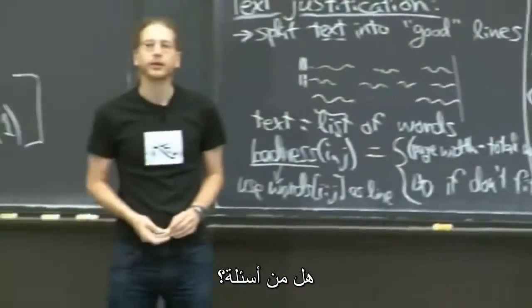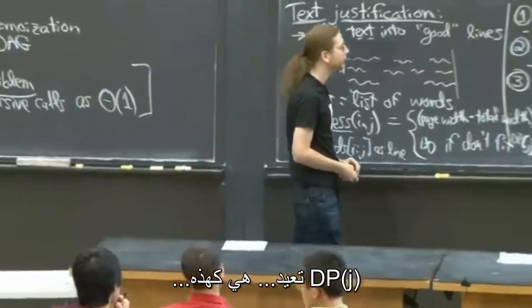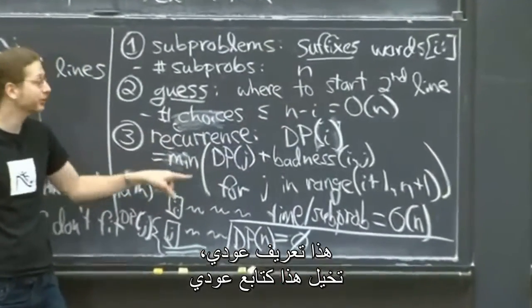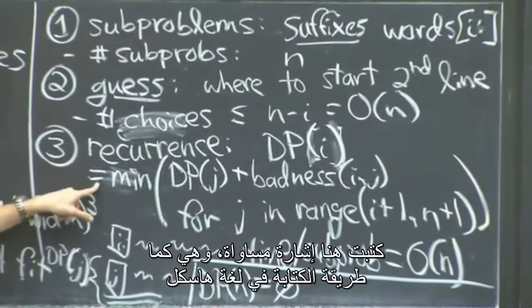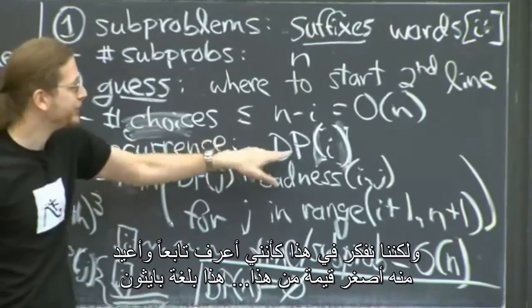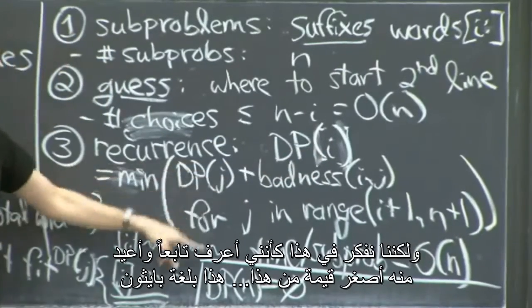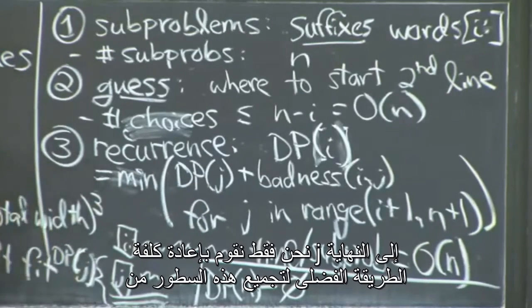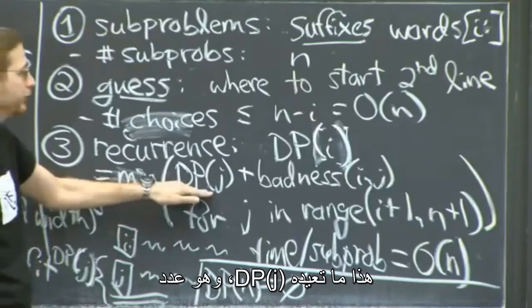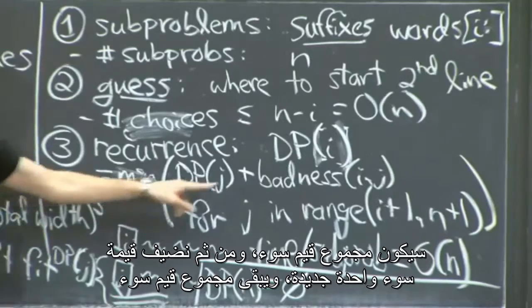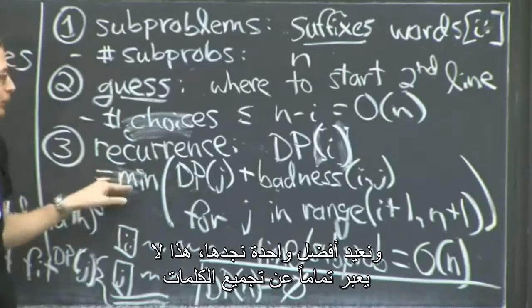Question? dp of j is returning, it's like this. This is a recursive definition. Imagine this as a recursive function. I wrote equals, which is Haskell notation, if you will. But normally you think of this as like def dp of i is return min of this. This is Python. So it's returning the cost. What was the best way to pack those lines from j onwards? That's what dp of j returns. So it's a number. It's going to be a sum of badness values. And then we add on one new badness value. It's still a sum of badness values. We return the best one that we find.